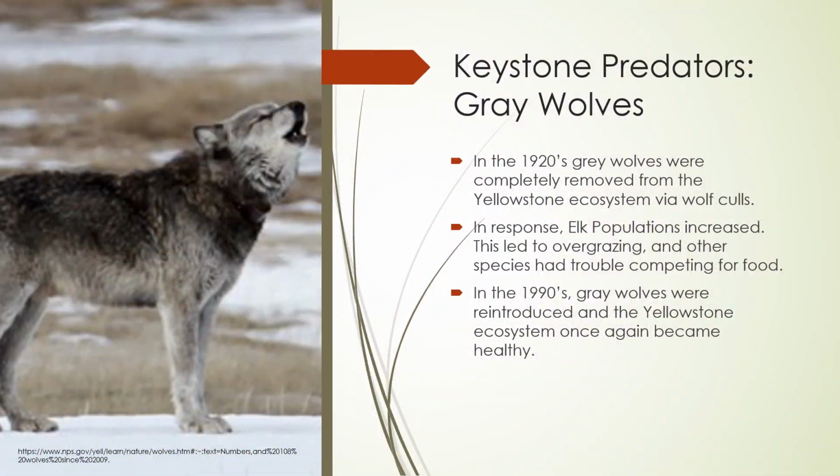In the 1920s, wolves were removed from the Yellowstone ecosystem in order to save the elk. Consequently, elk populations increased to the point where they consumed most of the food, and other species began to struggle. The ecosystem was fixed in the 1990s after gray wolves were reintroduced.